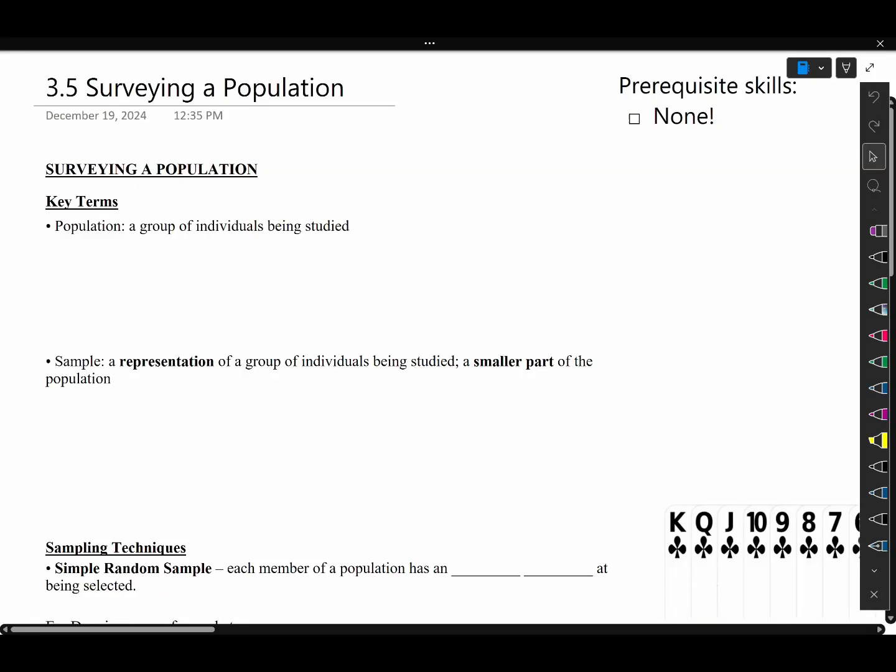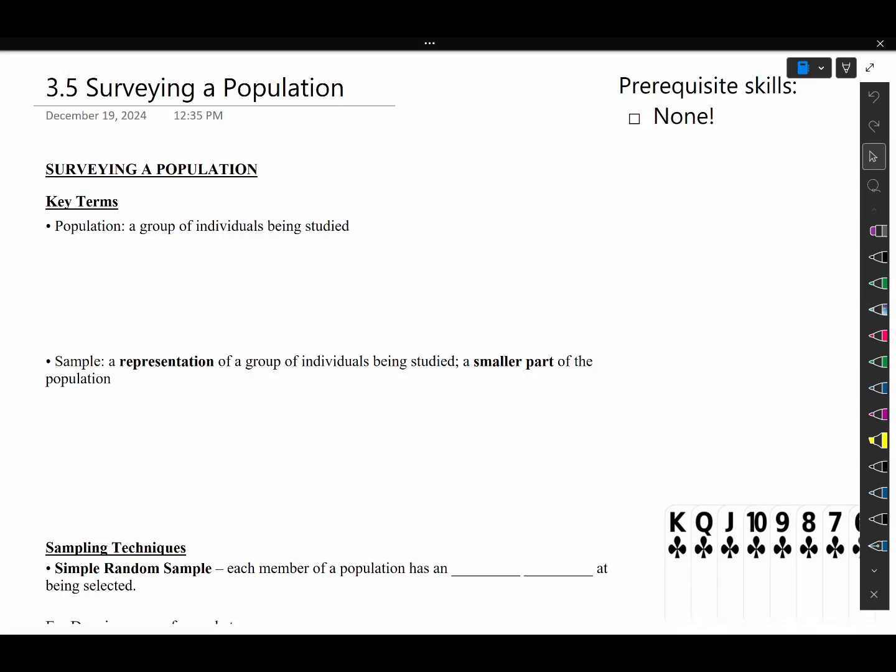Alrighty, here we have a bit of a different video. There are no prerequisite skills that we're relying on here. We're looking at different methods for surveying a population.